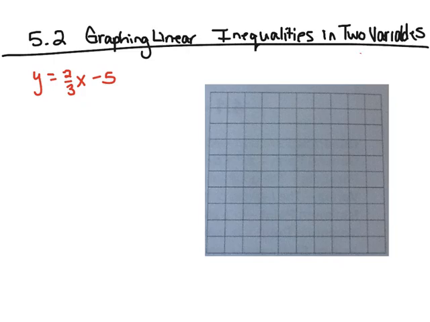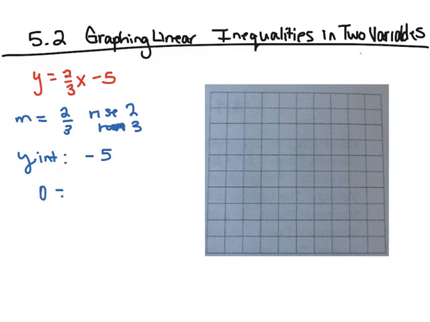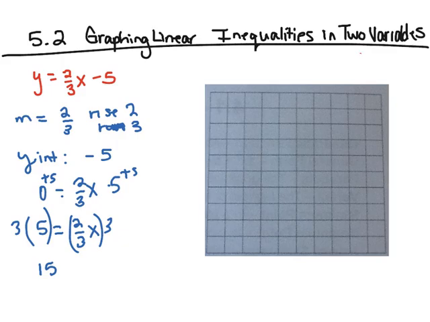So for the first equation, my slope, which is m, will be 2 over 3, which means we rise 2, run 3. The y-intercept is equal to negative 5. The x-intercept will be 0 equals 2 over 3x minus 5. Add 5 to both sides, so we have 5 equals 2 over 3x. Multiply both sides by 3. We get 15 equals 2x. Divided by 2, so 7.5 is our x-intercept.